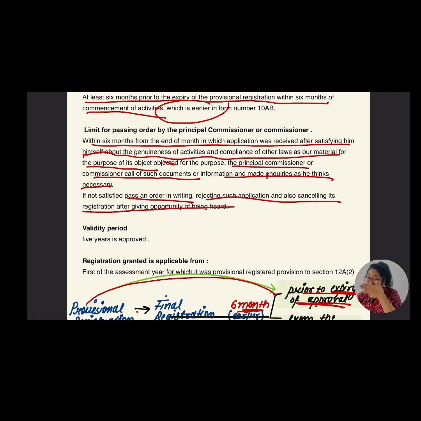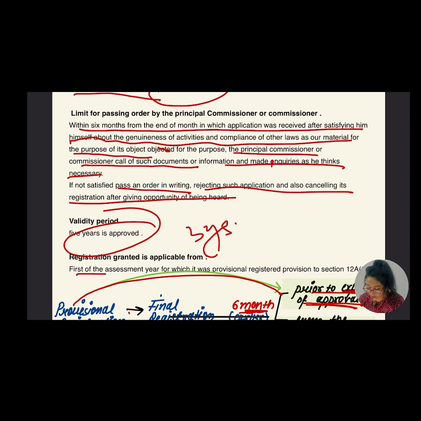So what if after doing the inquiry the principal commissioner is not satisfied? In that case, the cancellation of registration is going to happen. Okay, but before cancelling the registration, the principal commissioner is going to give the opportunity of being heard to the trust. ठीक है, hope so this point was clear. Validity 5 years. Provisional registration of 3 years would be included, which means only 2 years is going to be granted. ठीक है, hope so this point was clear. Registration granted from the first of the assessment year from which it was provisional registration, proviso 2, section 12A, subsection 2.